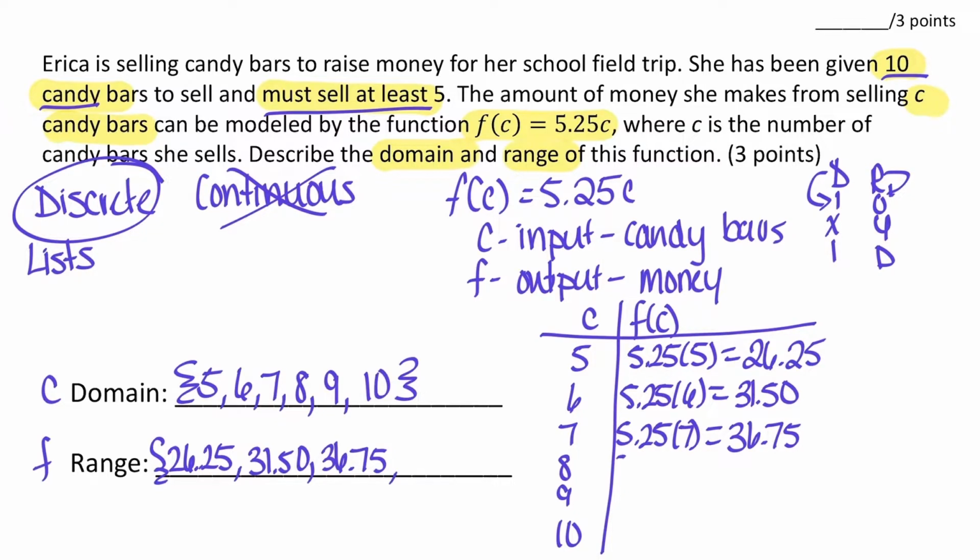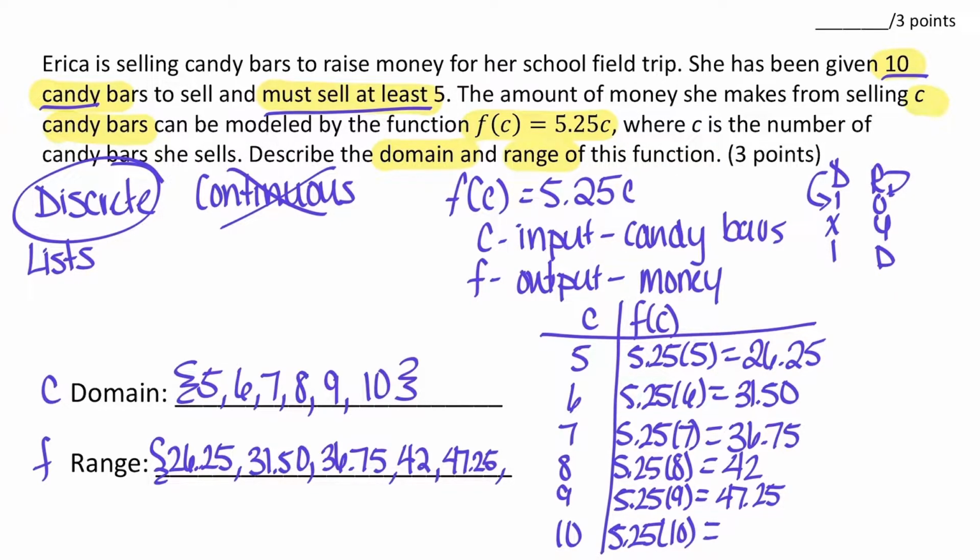Now we have 8, so we have 5.25 times 8, which is $42 even. And then we have 5.25 times 9, which is $47.25. And now finally we have 5.25 times 10, which will give us $52.50, which is the final value in our range. So for each value of the domain, we have a corresponding value in the range.